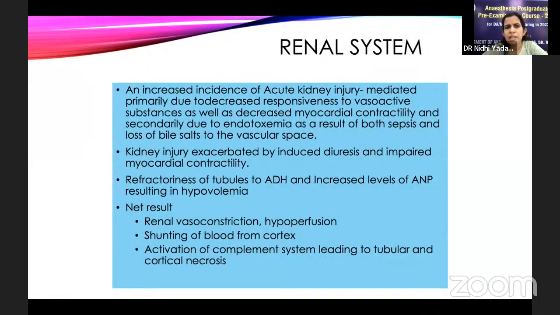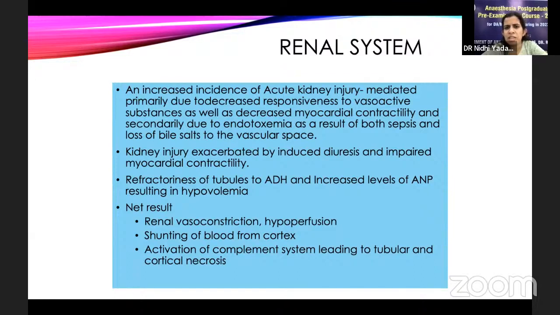What happens to the renal system? There's an increased incidence of acute kidney injury, which is mediated primarily due to decreased responsiveness to vasoactive substances as well as decreased myocardial contractility, and secondarily due to endotoxemia as a result of both sepsis and loss of bile salts to the vascular space.